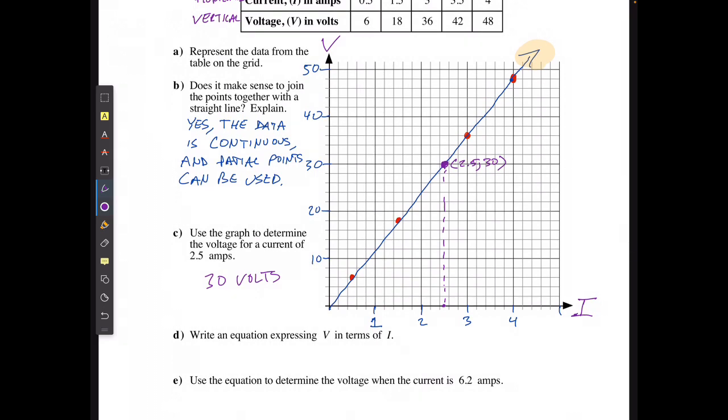If I'm writing an equation to represent V in terms of I, then I should see that if I'm checking these points, and I did it approximately, then for every 1 amp, there is 12 volts. How would I state that? The number of volts is equal to 12 times the number of amps.